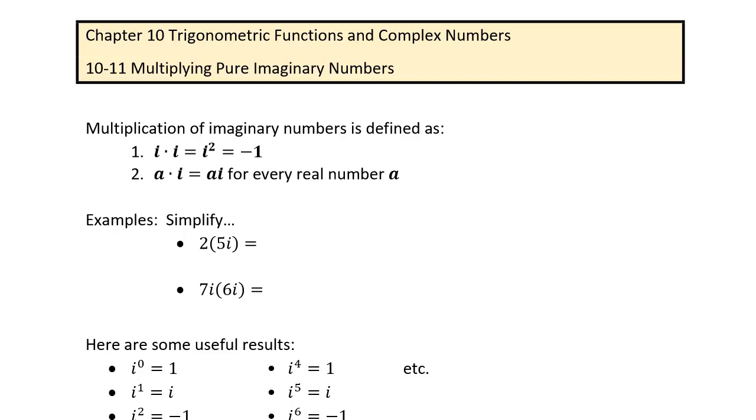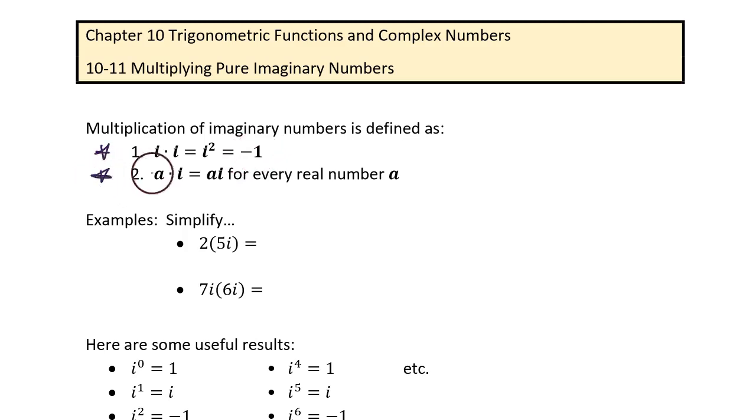This video is for section 10-11 about multiplying imaginary numbers. In the previous section, we learned that the symbol i does not represent a variable, but instead represents a particular number. And we also learned that when the letter i is by itself, that's called a pure imaginary number. Here is the definition for what i times i means. i times i is i squared. In turn, i squared is defined to equal -1.